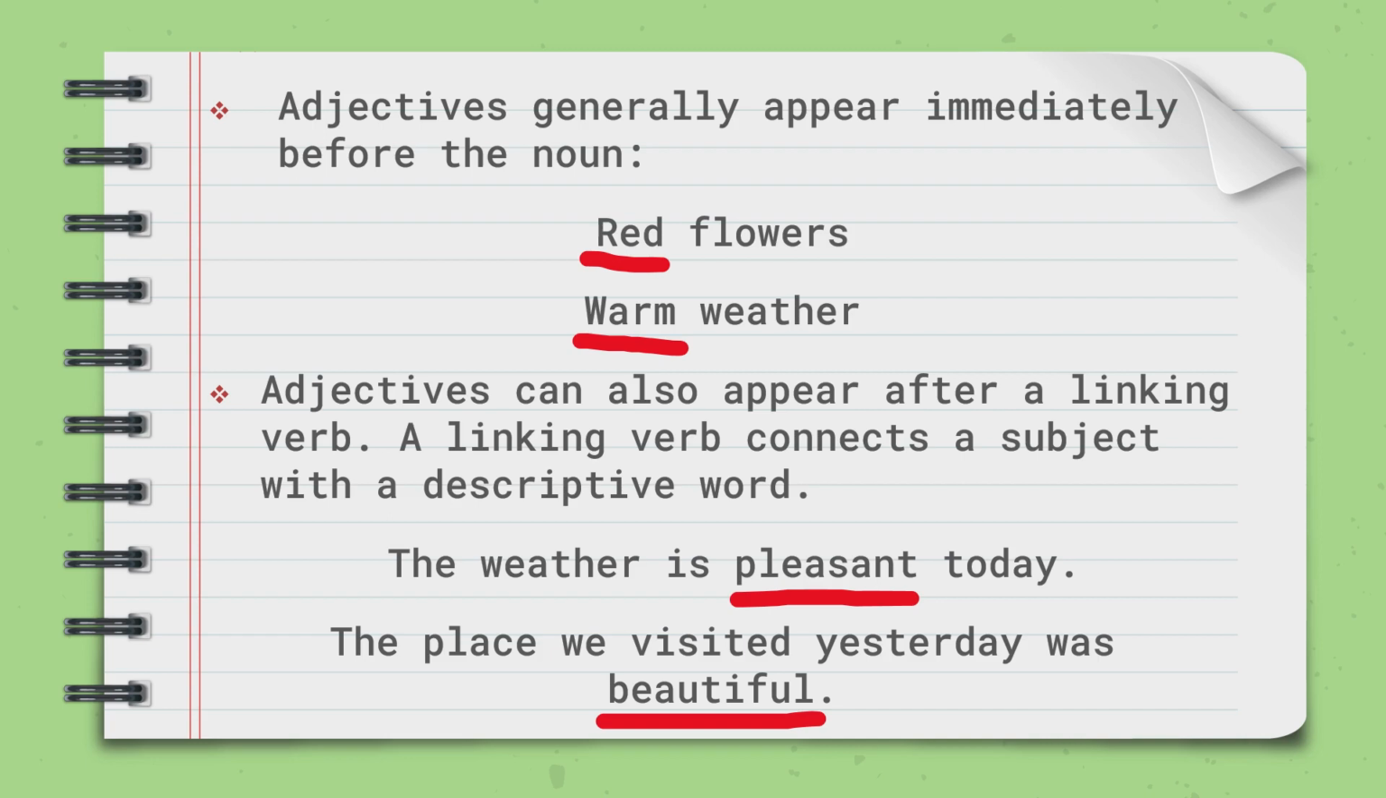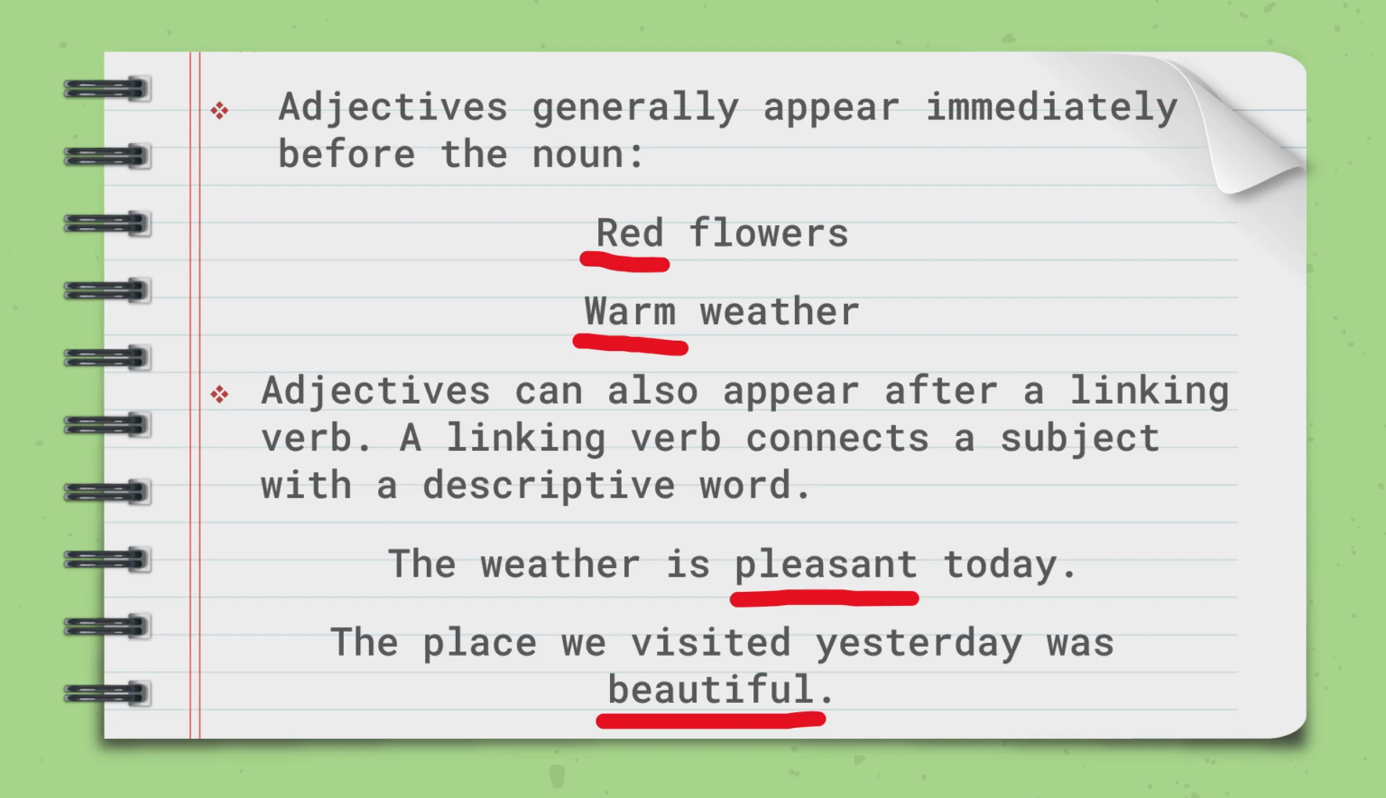What kind of flowers? Red flowers. Flowers is noun and red is adjective. Adjective is describing flowers and it's right before the noun. Then we have warm weather. Weather again is noun. What kind of weather? Warm weather. The word warm is adjective and it comes right before the noun.